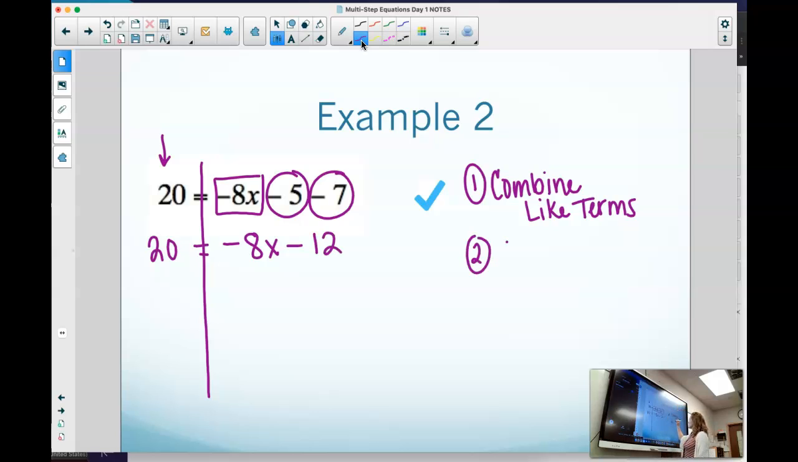My second step is to solve the 2-step equation.